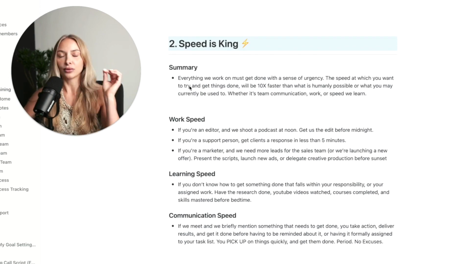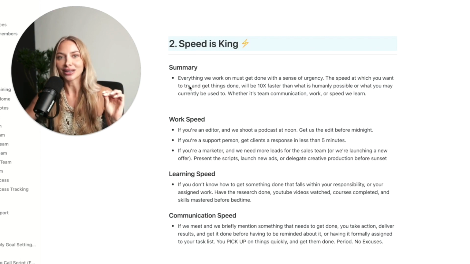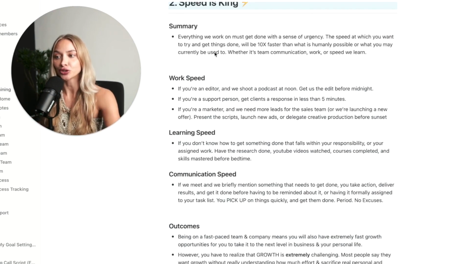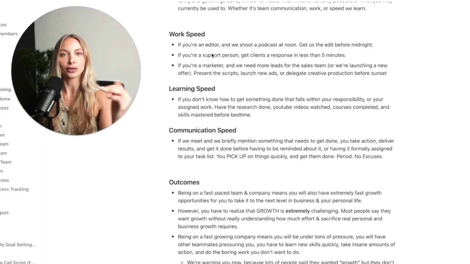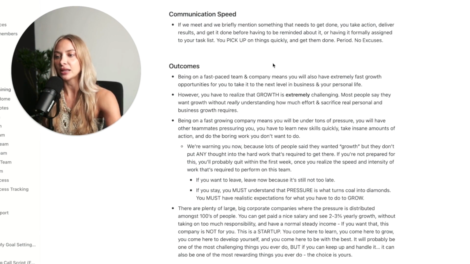The next thing, really important, is speed is king. Everything needs to get done quickly. We are a company that really emphasizes speed. So for example, the speed at which you want to try to get things done will be 10 times faster than what is humanly possible. Then we have the work speed, the learning speed, communication speed, and then the outcomes.